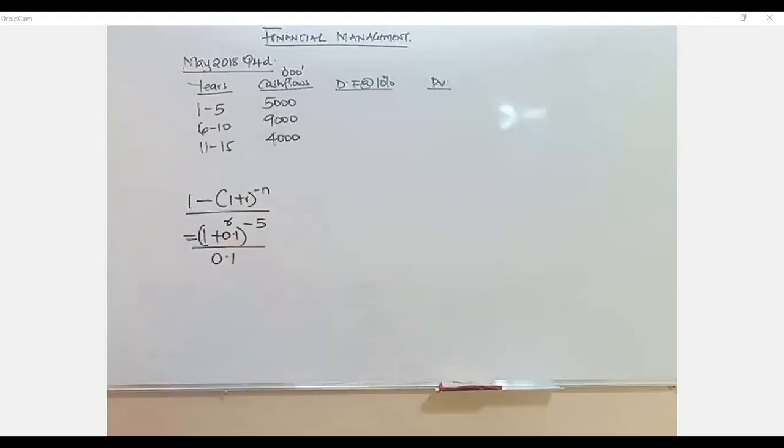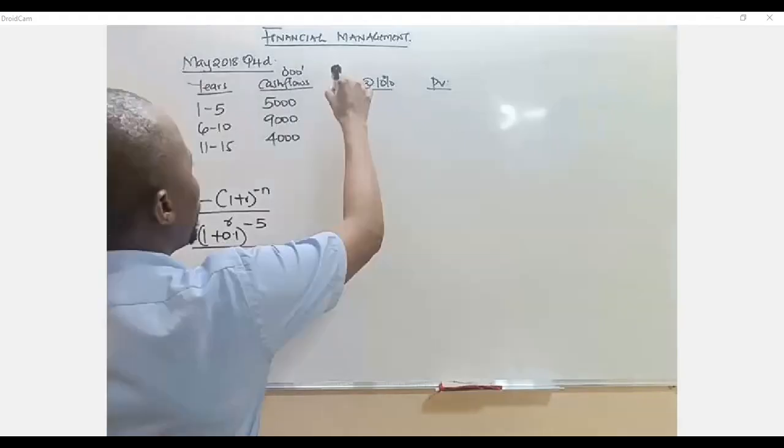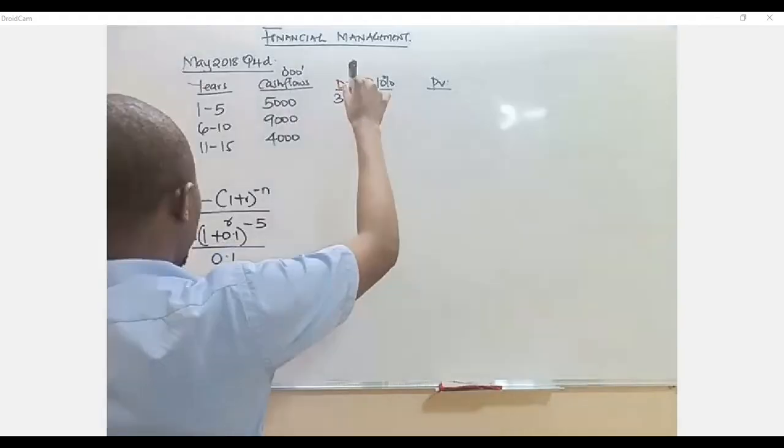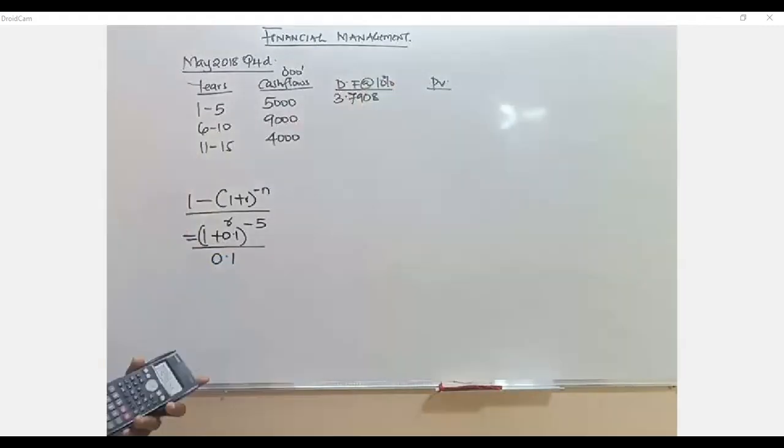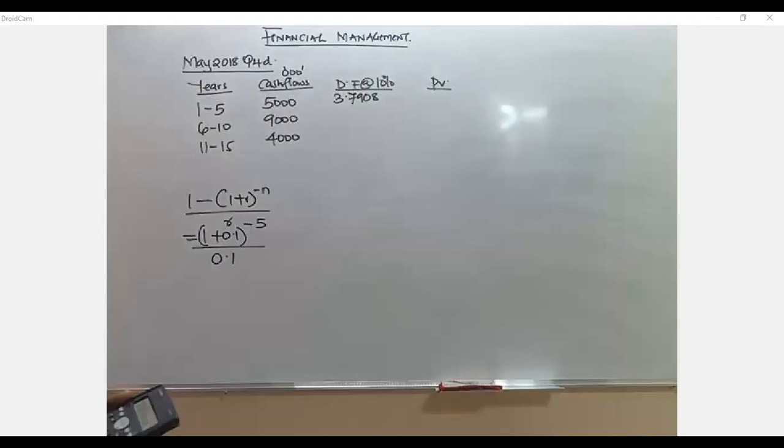So how much is this? It should be 3 point something. It should be 1.1. I hope you are seeing my board. So 1 minus the answer, then you divide by 0.1. We got 3.7908. Let's go to the next one.